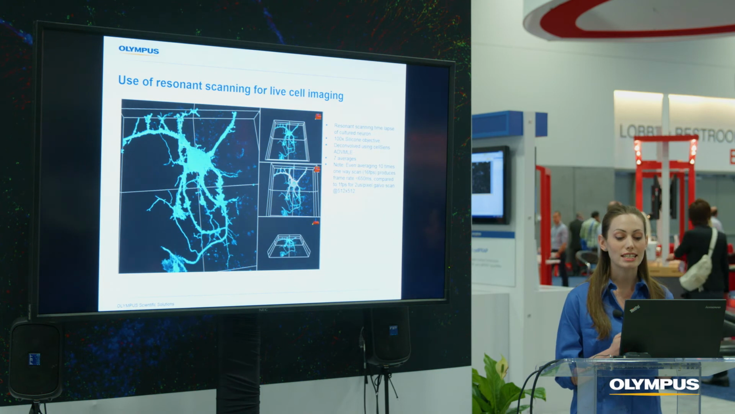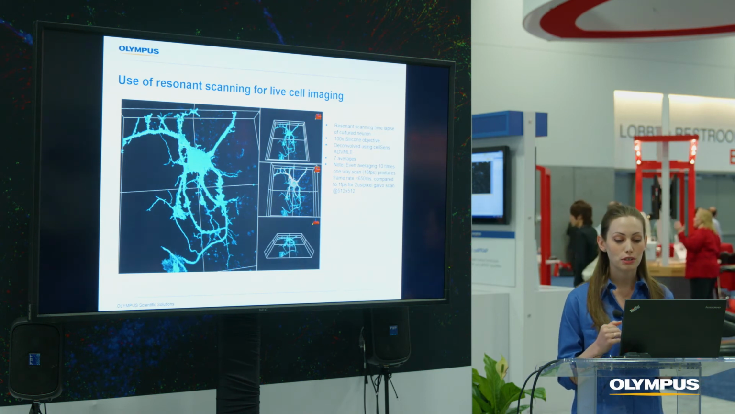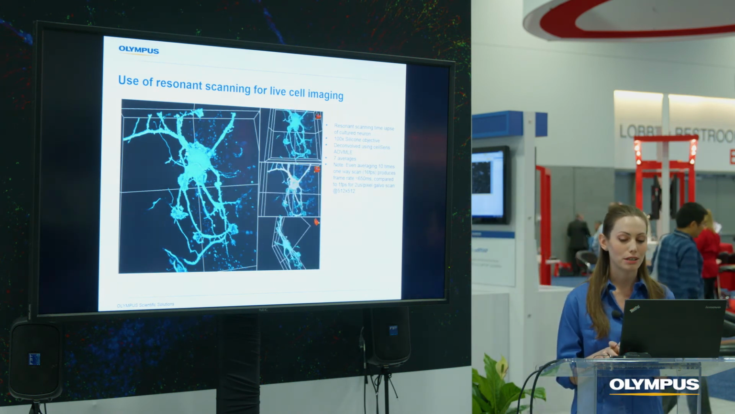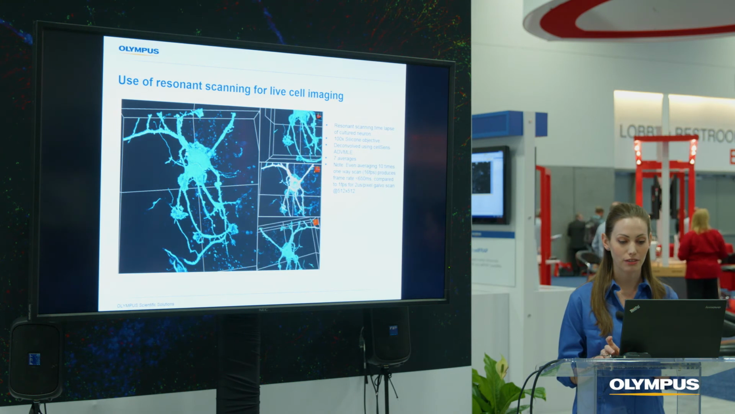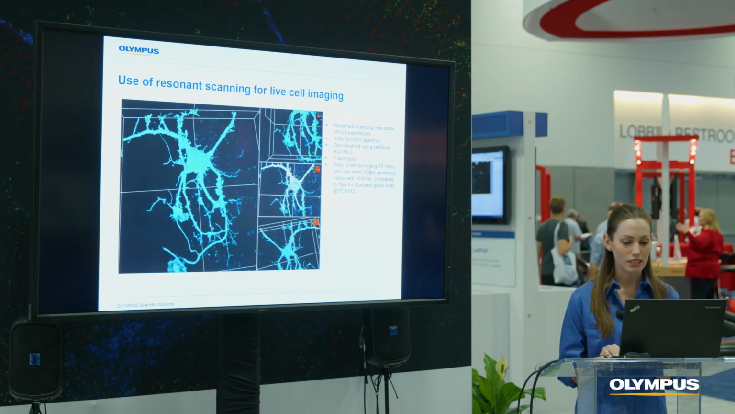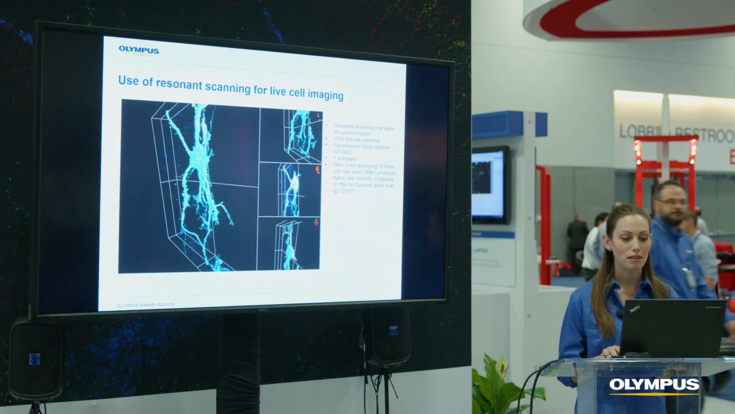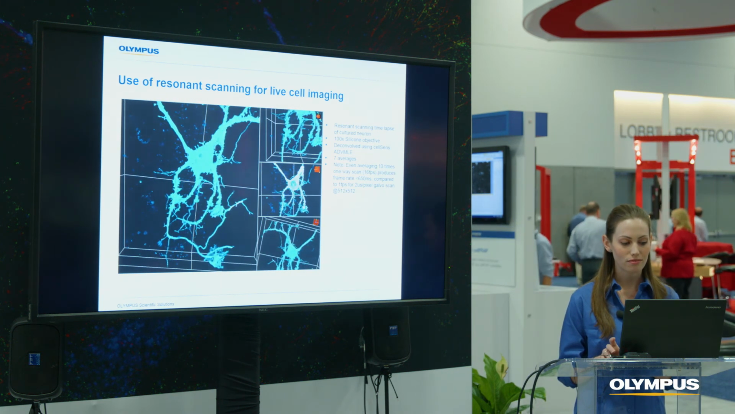And even averaging 10 times with the resonance scanner, you can produce a frame rate of less than 1 frame per second compared to 1 frame per second for 2 microsecond pixel galvo scanning at the same field of view. So even with 7 times averaging, you're about twice as fast as you are with typical galvo scanning and maintaining happy cells.